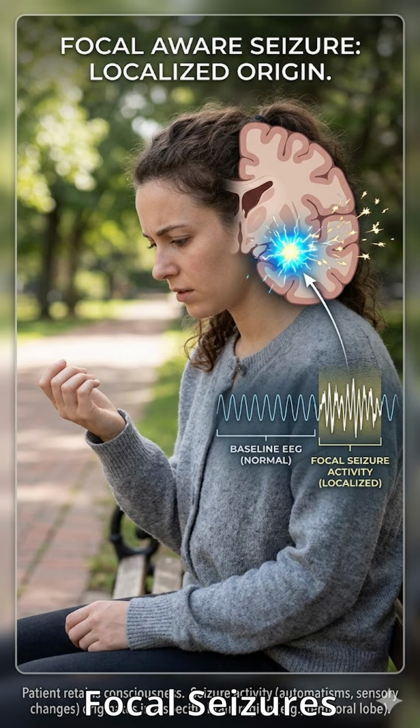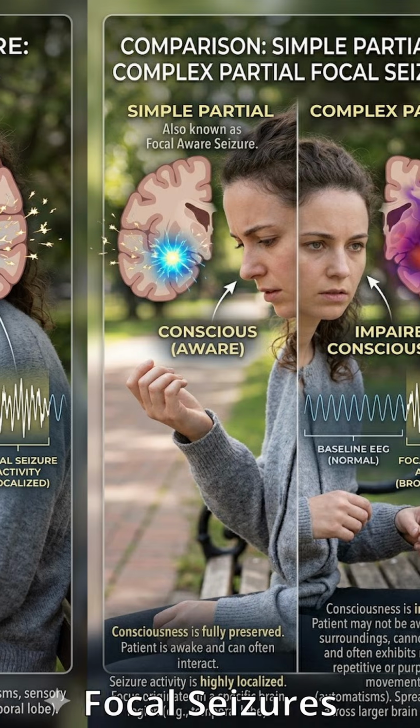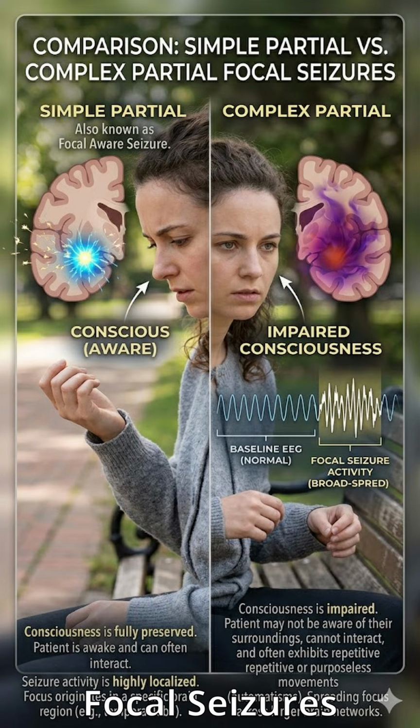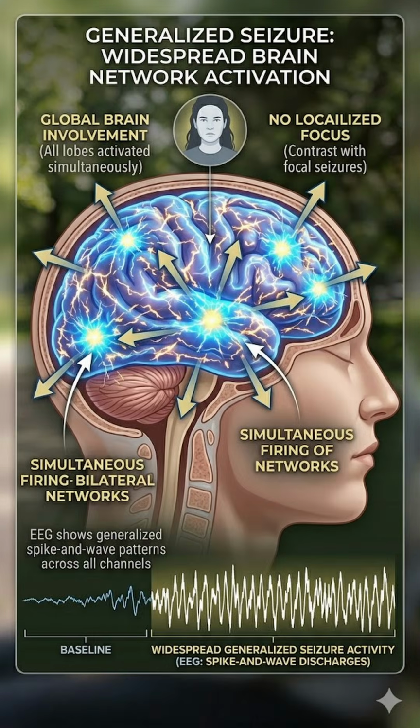There are different types of seizures. Focal seizures originate in one specific area of the brain. If the patient remains conscious, it is a simple partial seizure. If their awareness is impaired or they become confused, it is complex partial. Generalized seizures involve both hemispheres of the brain simultaneously.